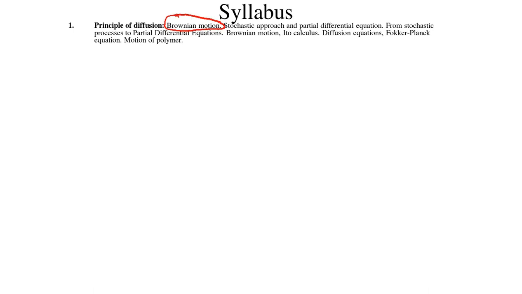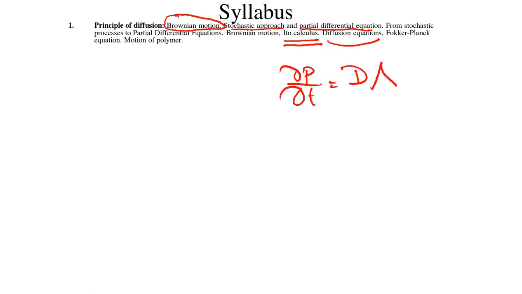I'll show a stochastic approach to understand the stochastic equation and the link with partial differential equations. The link will be done through the Ito calculus. I will spend quite a bit of time on the diffusion equation, which is dp/dt equals the diffusion coefficient times the Laplacian of p. This is for the probability density function.